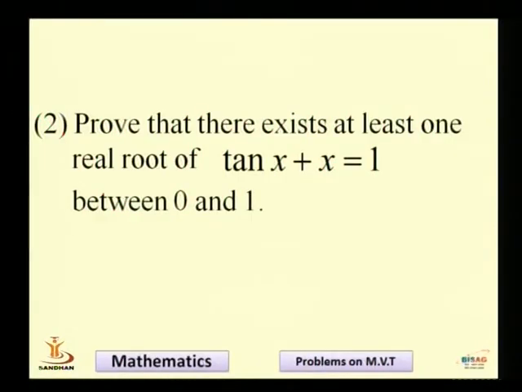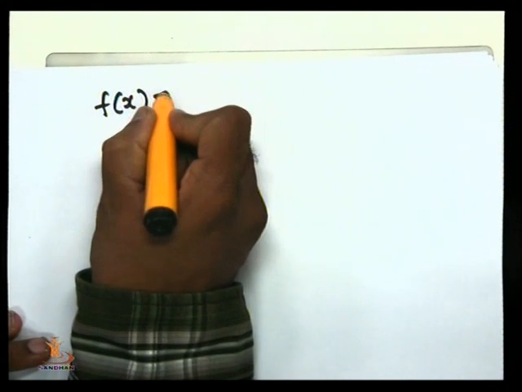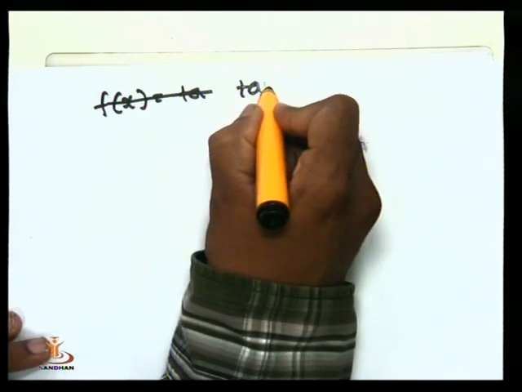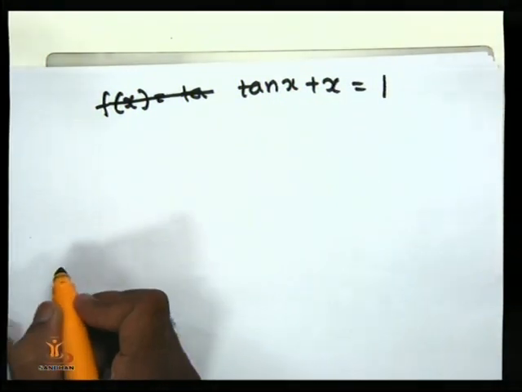But sometimes by observation also you can identify what should be taken as the function f of x, so that the derivative is the given equation tan x plus x is equal to 1. Let us see. f of x is equal to... The given equation is tan x plus x is equal to 1. This is the given equation.